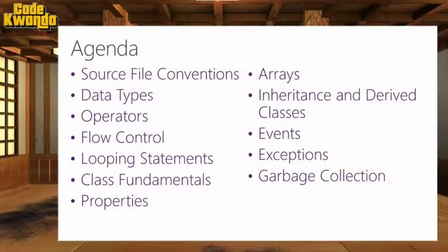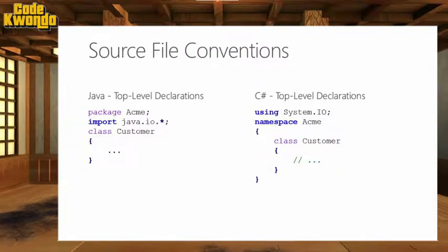Okay. All right. What I'll also cover, which is fairly important for the Java developers, is the differences in garbage collection in C#. So let's start with source file conventions.